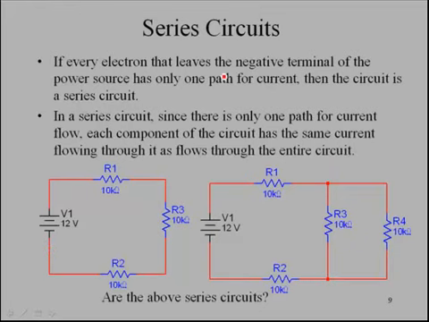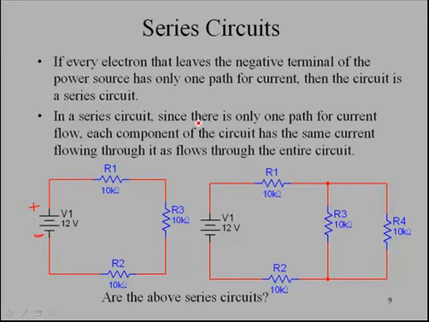If every electron that leaves the negative terminal of the power source has only one path for current, then the circuit is a series circuit. And so you see in this case here, the negative side, negative to positive, every electron that passes only has one possible path for current, and so we will call that a series circuit.